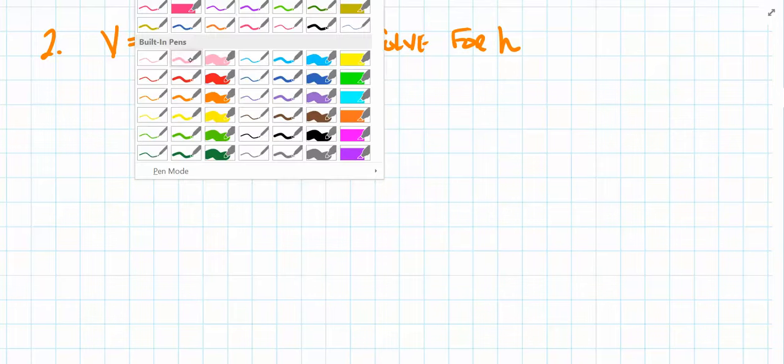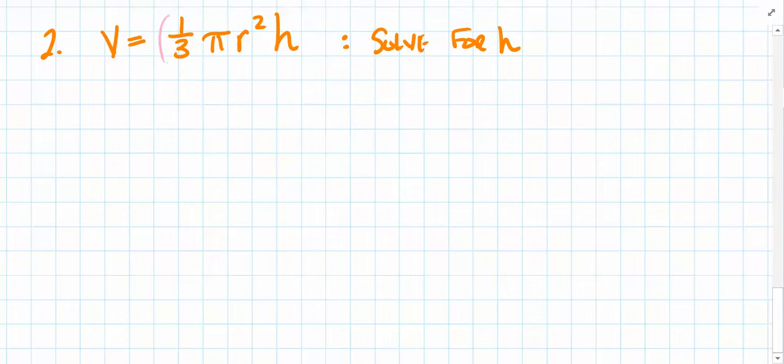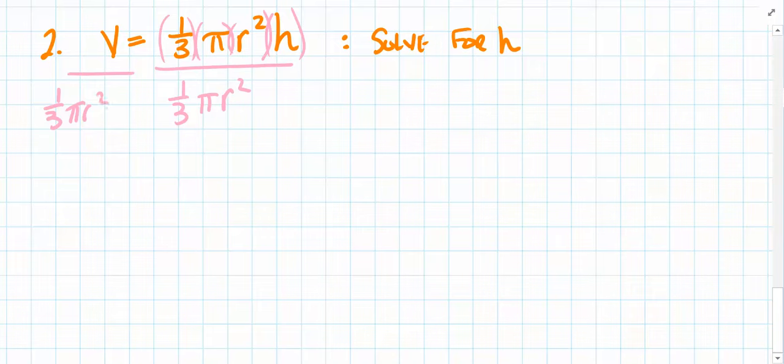So check this out. I am taking the 1/3, multiplying it by pi, multiplying it by r squared, and then multiplying by h. So everything on the right-hand side is being multiplied. We're not adding, we're not subtracting, we're not dividing. So if I want to solve this for h, all I got to do is divide by 1/3 pi r squared on both sides. Does that make sense so far? So here I have v over 1/3 pi r squared is equal to h.